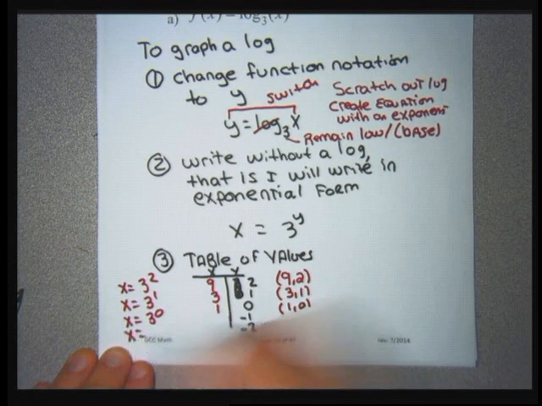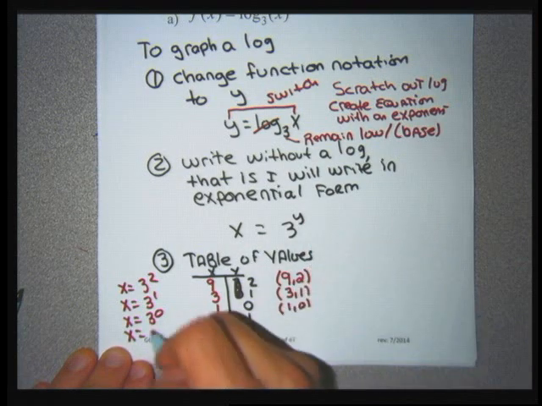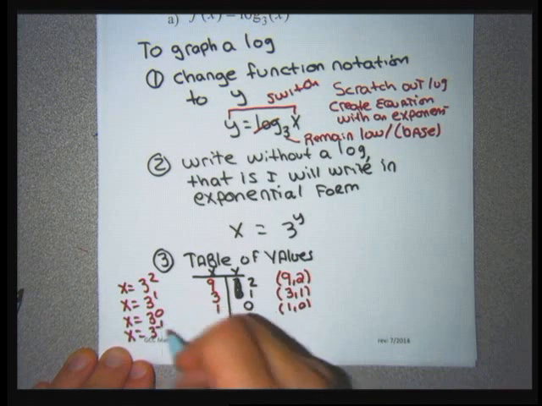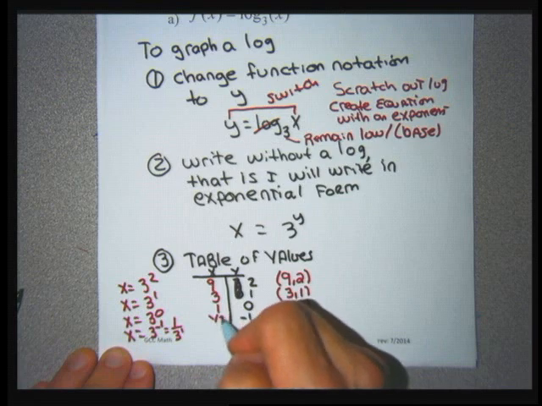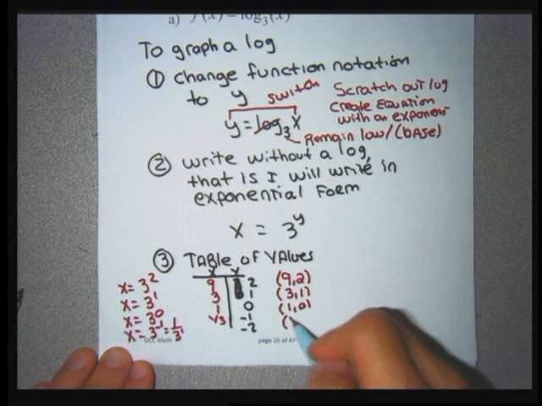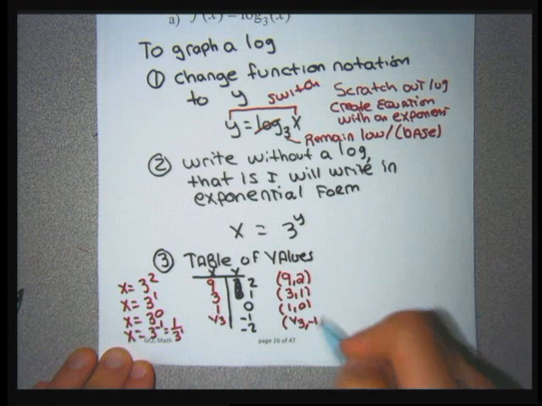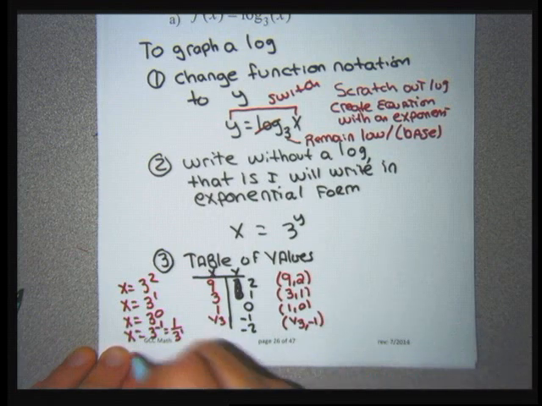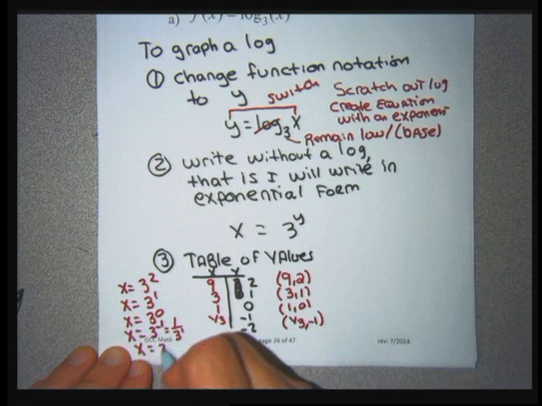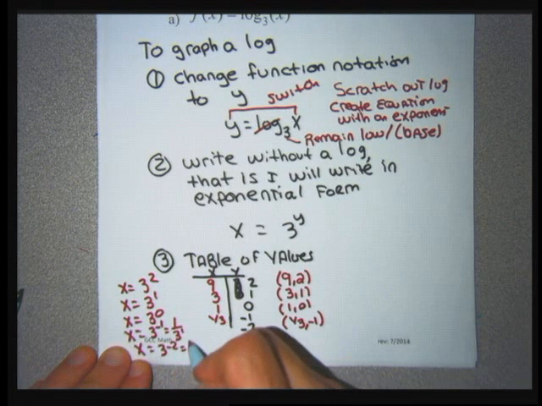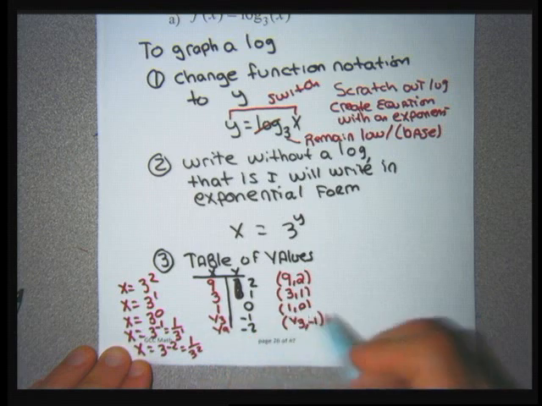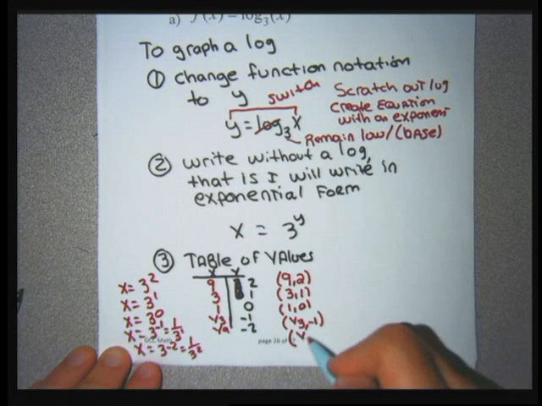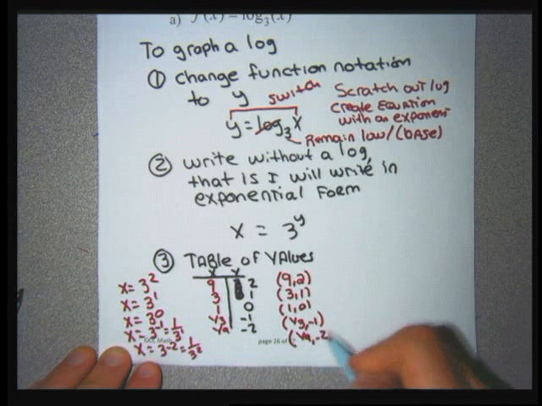And then I'm going to do x equals, change that y to negative 1, and I get 3 to the negative 1. And 3 to the negative 1 power is 1 over 3 to the first power. So that's going to give me 1/3. And that's going to give me the point 1/3 comma negative 1. And then my last value, I'm going to go x equals 3 to the negative 2 power, which is 1 over 3 squared, which is 1/9. So my last point is the point 1/9, negative 2.